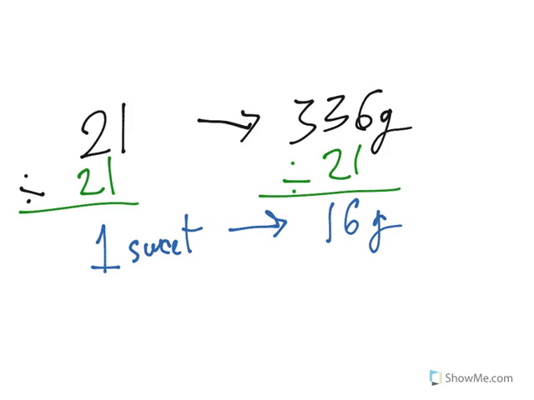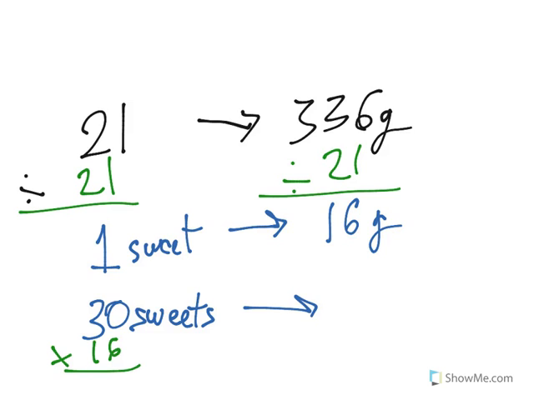Now, the question is, what is the mass of 30 sweets? What would you do to find the mass of 30 sweets? You multiply to find this answer. All we have to do is take 30 and multiply it by 16, and the answer is, what's the answer? 480 grams. Okay. So what they do is they take the problem and divide it by 1. Right? So let me try one more.